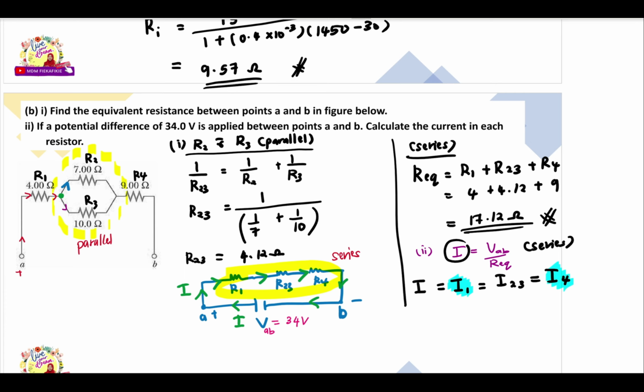Okay, so let's calculate first. I is equal to 34, VAB, over R total, 17.12. So I get 1.99 ampere. Therefore, we can get the answer: I1 equals 1.99 ampere, and I4 also equals 1.99 ampere. This gives us the answer for these two first. Okay, let's highlight our answer a bit.